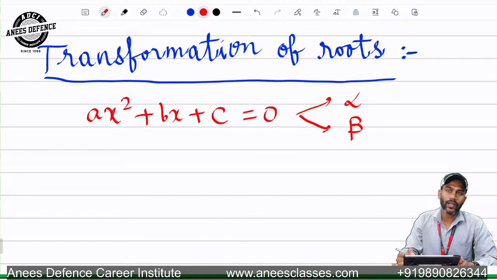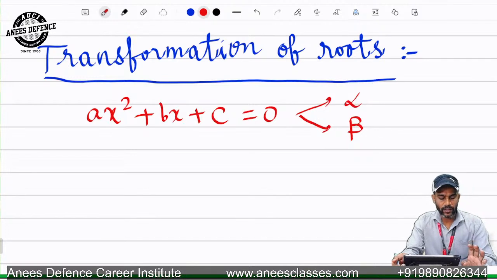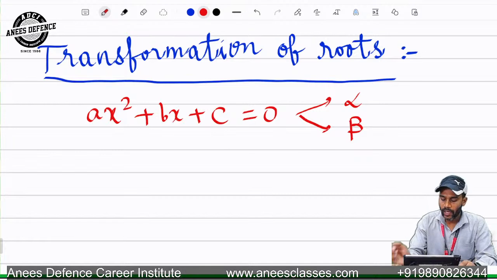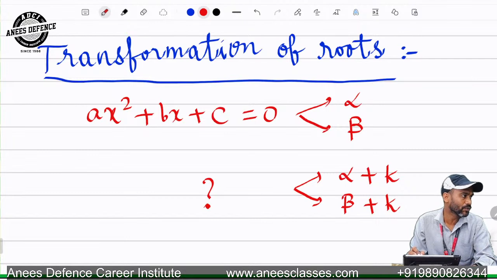So what is the meaning of symmetrical changes? If you add some k to one of the roots, then you have to add the same k to the other root. Yes or no? Yes. So the question would be like ax square plus bx plus c is equal to 0. That would be the equation given. And the roots would be alpha and beta. And you are supposed to find out the equation of which the roots are, let's say, alpha plus k and beta plus k. This is nothing but symmetrical changes in the roots we have done.